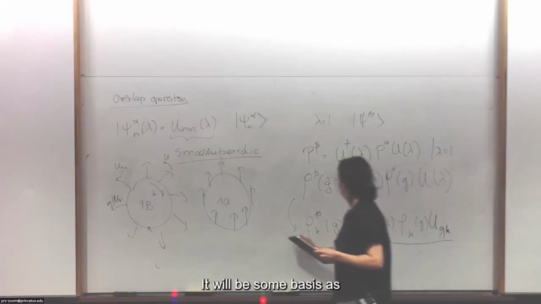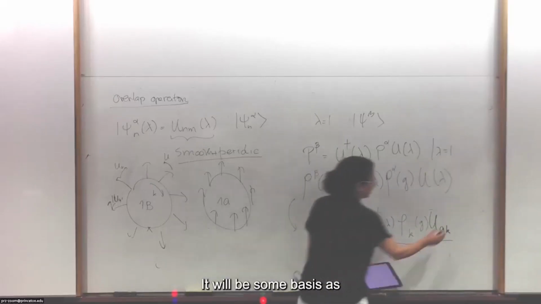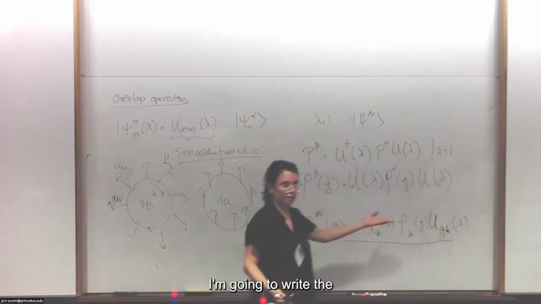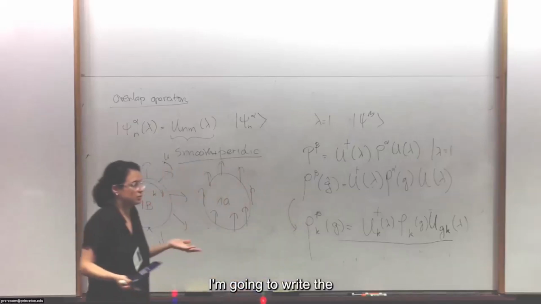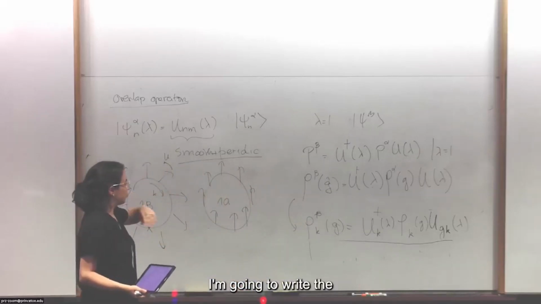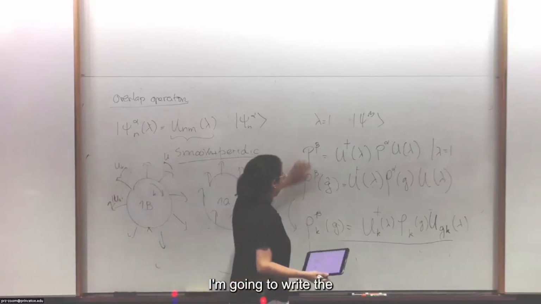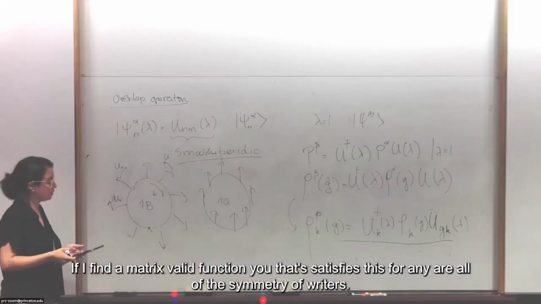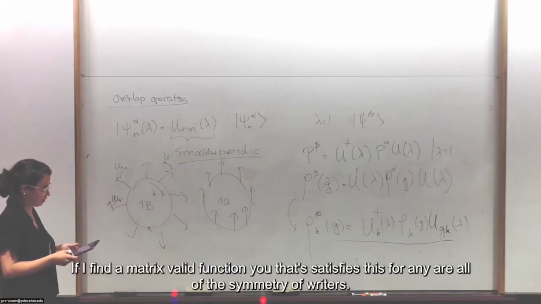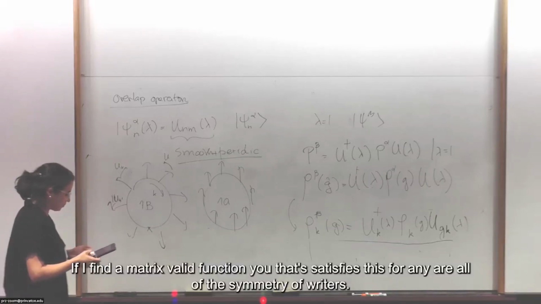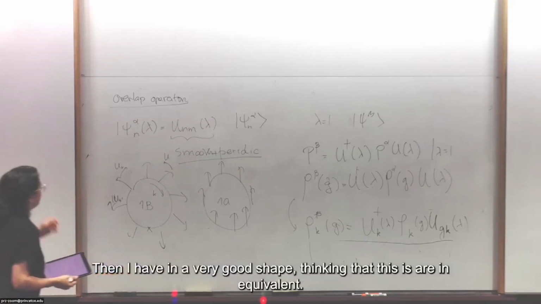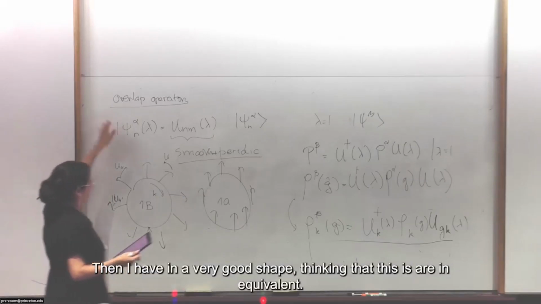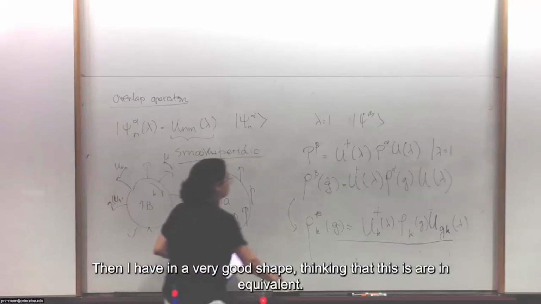So if I find a matrix valued function U that satisfies this for all of the symmetry operators, then I am in a very good shape thinking that the spaces are inequivalent, they cannot be reached to each other. So the quick and dirty way of looking at that, it's by computing this overlap operator, which I'm going to define here.